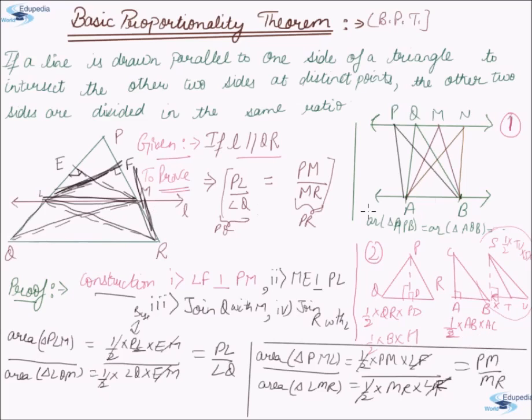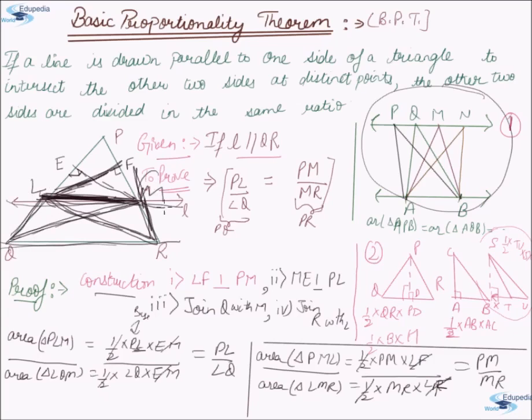Now friends, using this concept, we have two parallel lines and two triangles LQM and LRM on the same base LM and between the same parallel lines. Thus we can say that the area of triangle LQM is equal to the area of triangle LRM. That is, area of triangle LQM is equal to area of triangle LRM. Let this be equation number 4.